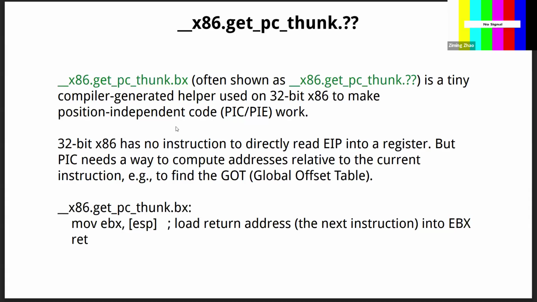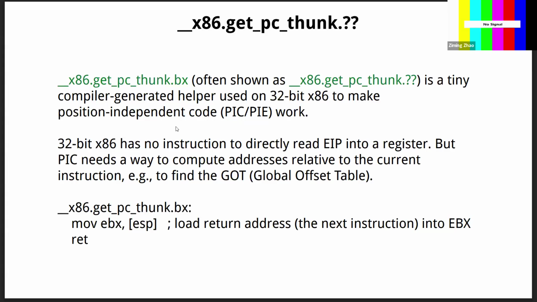That function will just return the current address of that instruction or next instruction to the register you specify, BX or CX or whatever. Okay. Why do we need a function for this? The 32-bit instruction set doesn't provide you an instruction to get the value of EIP. There is no instruction move EIP to EBX. That instruction doesn't exist.